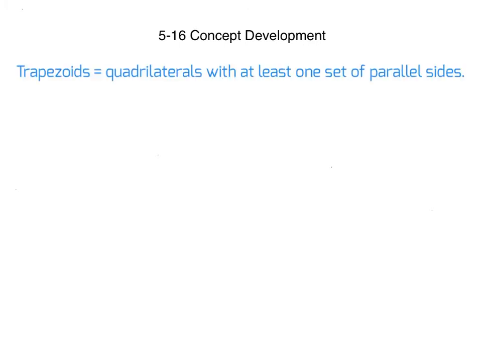Right below where it says Module 5, Lesson 16, Concept Development, you are going to write the definition of a trapezoid. So you're going to be writing trapezoids equal quadrilaterals, so that means they have 4 sides. Yes, you're writing that. With at least one set of parallel sides, so that means it could be 1 or 2 sets of parallel sides. So next, we're going to be skipping to number 3.